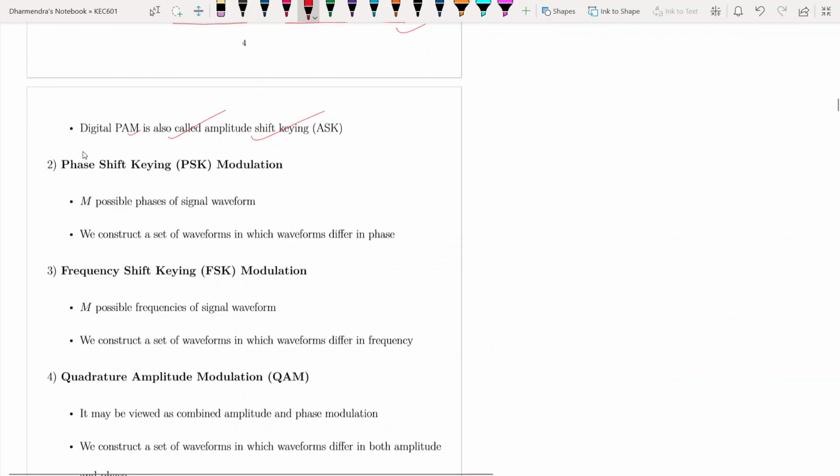Now, by varying the phase, we can construct this set SM of t. This type of modulation is known as phase shift keying, because we are constructing the M waveforms SM of t by varying the phase of these waveforms. So we construct a set of waveforms in which the waveforms differ in phase. Now another type of modulation is frequency shift keying. In this modulation, I have to construct this set SM of t in which the frequency of the waveforms will differ.